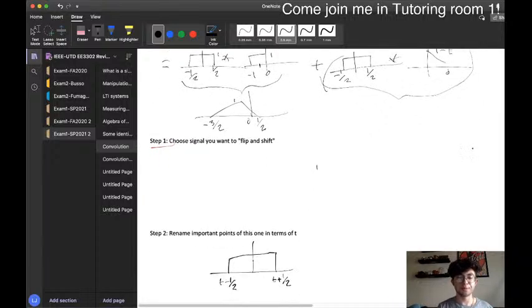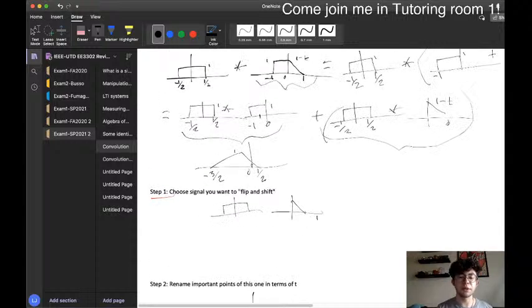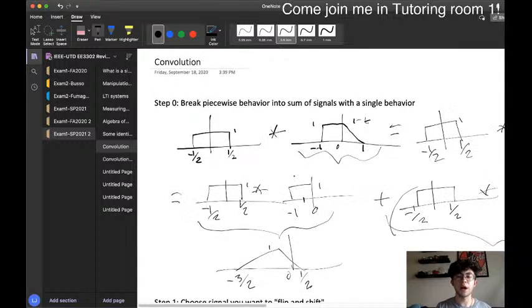Right. So first step. If we have our two signals that we're going to convolve, this one and this ramp, choose the one that you want to flip and shift. So wait, hold on. I didn't actually define convolution real quick.